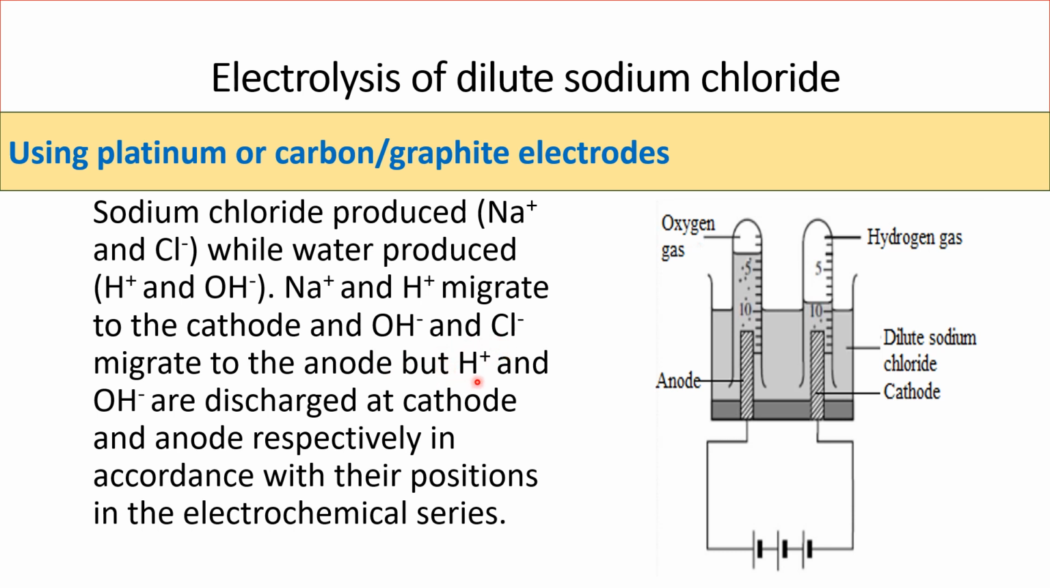But hydrogen ion and hydroxide ion are discharged at the cathode and at the anode respectively. And for what reason? The reason is because they are the least in their respective electrochemical series. So meaning that for the cations, hydrogen is less electropositive than sodium ion, while for the anions, hydroxide ion is less electronegative than chloride ion. So if hydrogen ion is discharged at the cathode, hydrogen gas will be liberated, and if hydroxide ion is discharged rather at the anode, oxygen gas will be liberated.